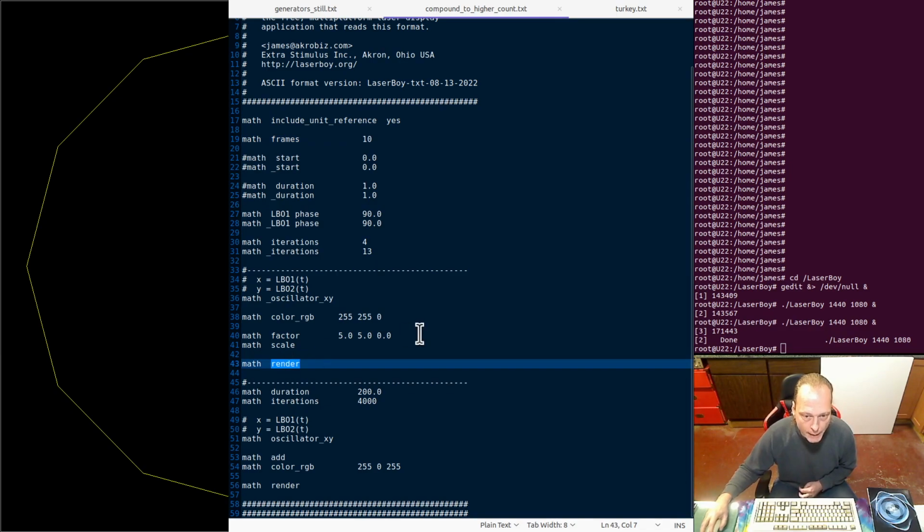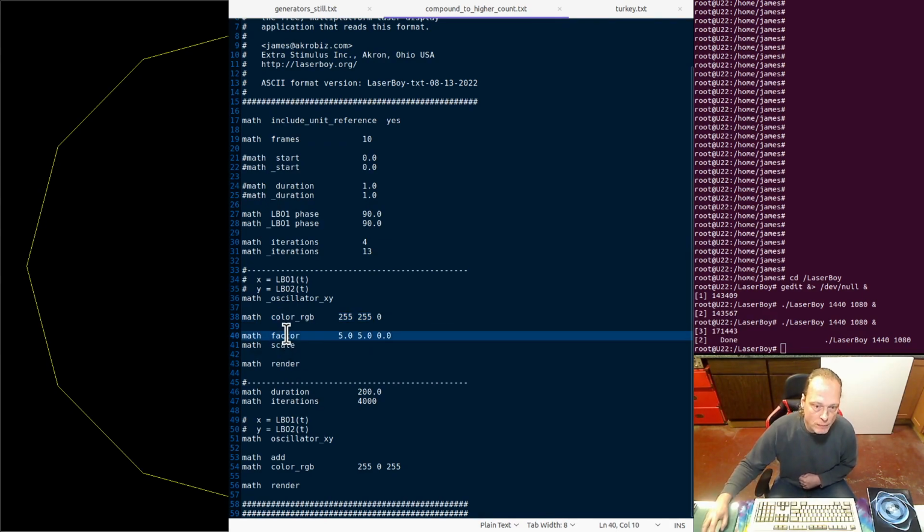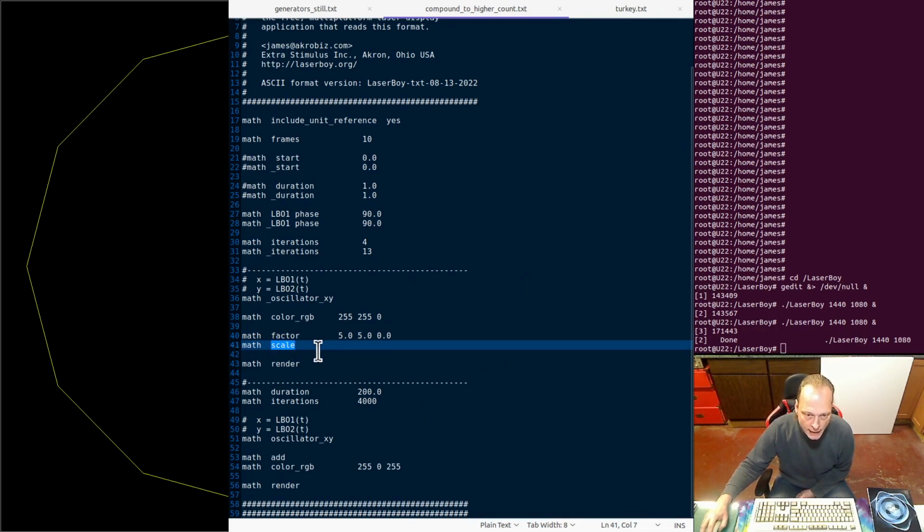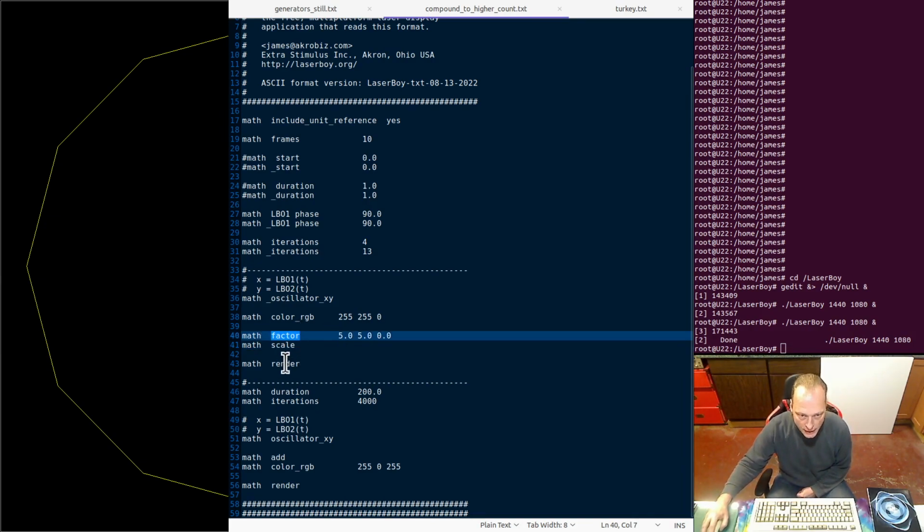So we render that in yellow, by the way. Before we render it, we blow the whole thing up by 5. We multiply both x and y coordinates of every vertex in the set by 5 and scale it. See, there's no leading or trailing underscore. It's simply scale every frame by this factor. So that's what we just did, and then we rendered it.